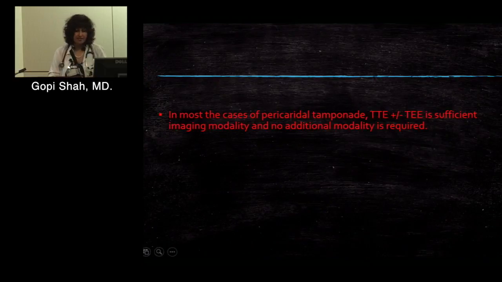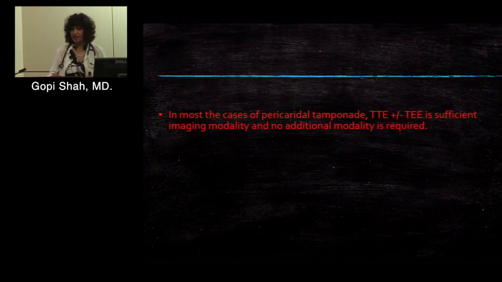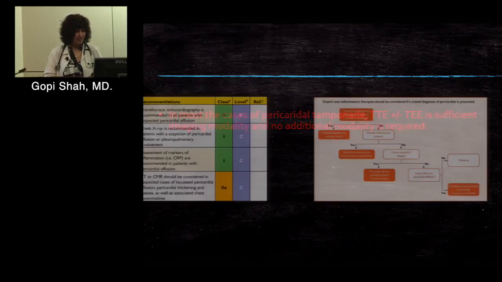So in most cases, transthoracic echo, depending on whether the patient is post-op and if it's a loculated effusion, for tamponade physiology, we don't need any more imaging modality. And again, echo remains the best option, because in an acutely hemodynamically unstable patient, with the ability to do it bedside quickly and have good monitoring, echo remains the modality of choice.